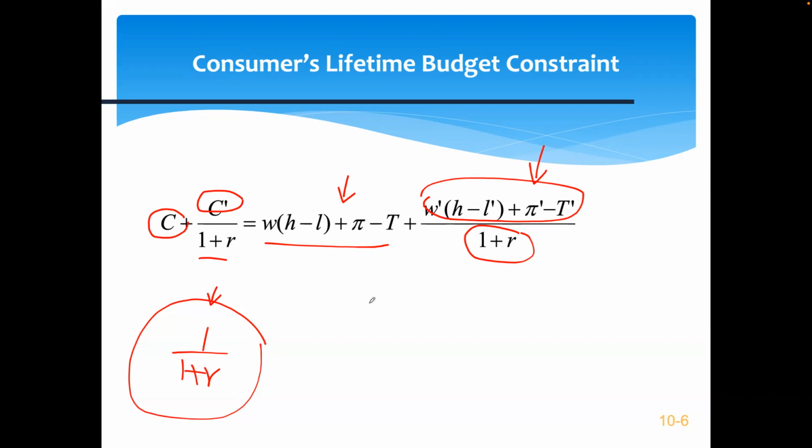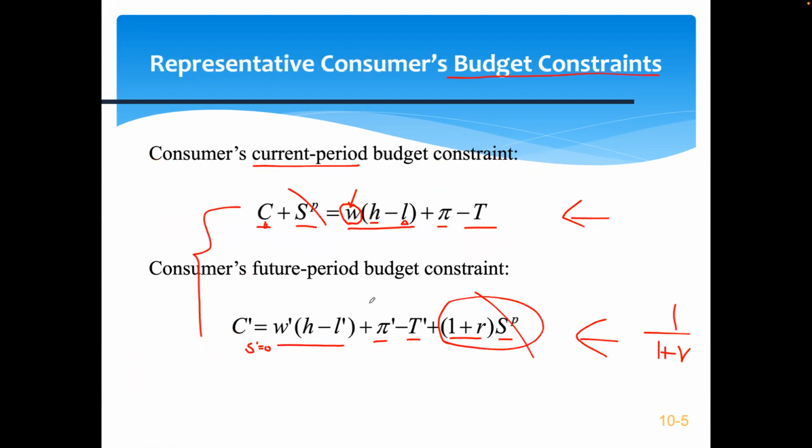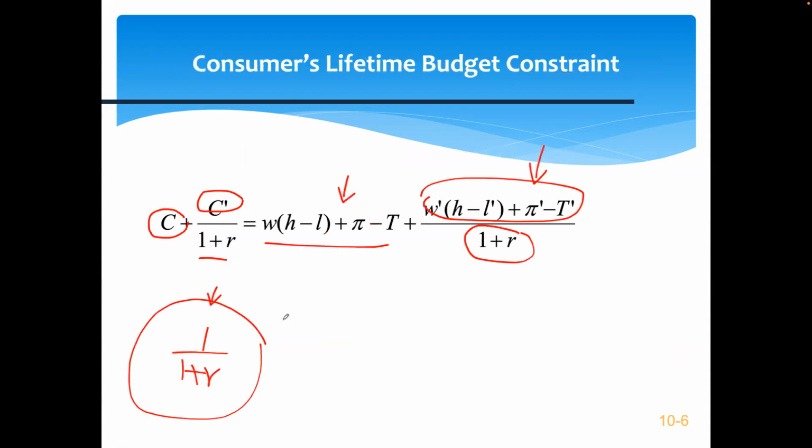So saving disappeared, right? Saving essentially is trying to construct a certain C and a certain C prime that maximize your lifetime utility, right? Or in other words, the saving is used to smooth your consumption. Right? So this is a consumer's lifetime budget.